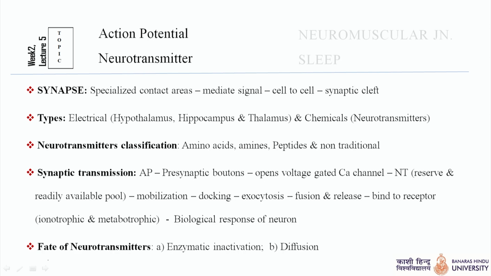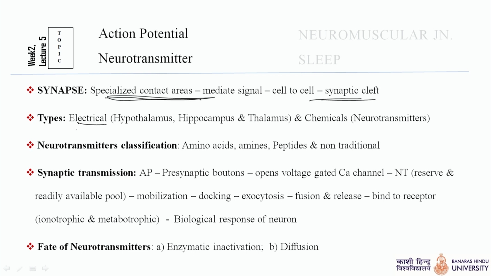Next is the synapse. Once the signal reaches the axon terminal, it has to transfer the signal to the next neuron or the next target organ. Then only will the signal be passed and the purpose solved. The synapse is nothing but a specialized contact area where signals are mediated from one cell to another cell, with a synaptic cleft in the middle. Now here there are two types of synapses.